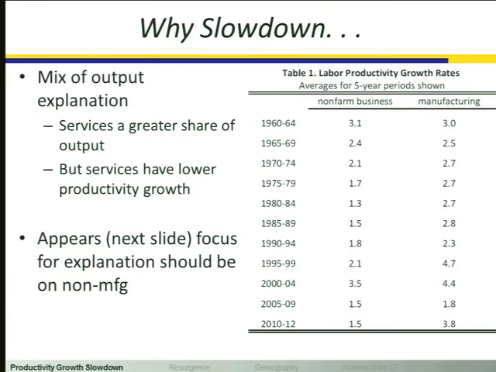So this is from the table from last time. It just gives you the 5-year averages of the productivity growth rates. And one of the things that I want you to pick out from this is that throughout this period of the slowdown, so the slowdown is really shown here. This is the slowdown. Throughout the period of the slowdown in the productivity growth rate for non-farm business, look what's happening to productivity in the manufacturing sector.